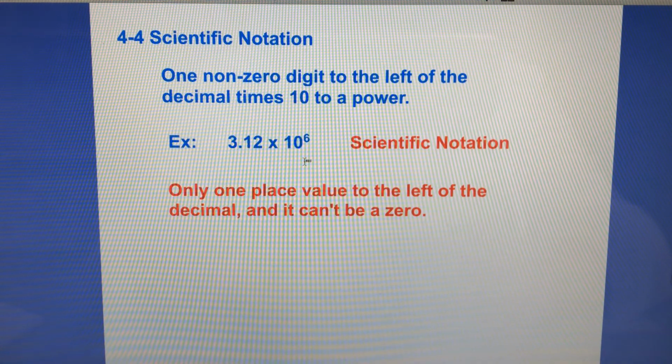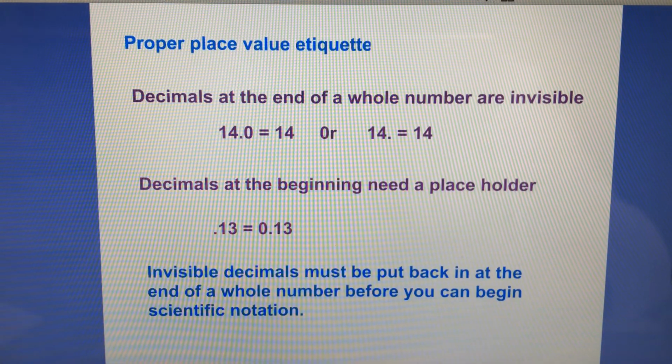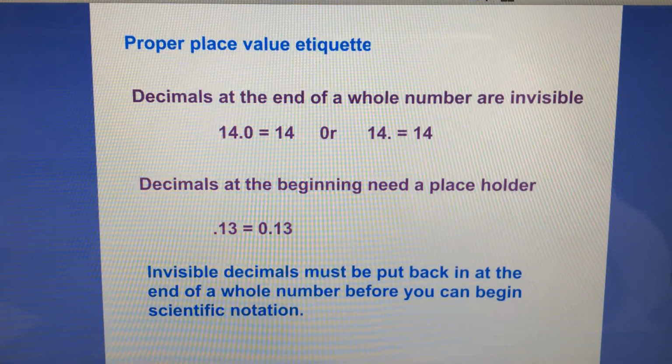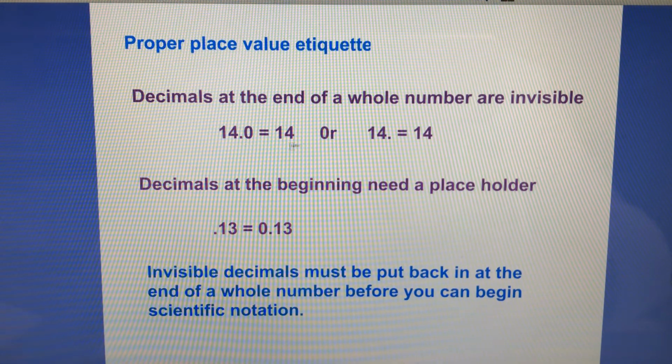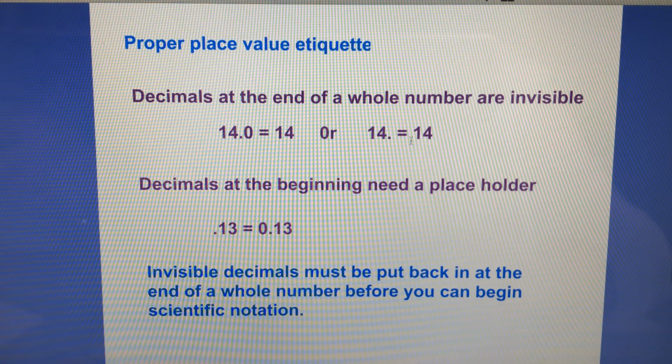3.12 times 10 to the sixth power. Proper place value etiquette. Decimals at the end of a whole number are usually invisible. 14.0 equals 14. Or 14 with a decimal point, nobody writes that, 14. equals 14. It is truncated, you remove it.